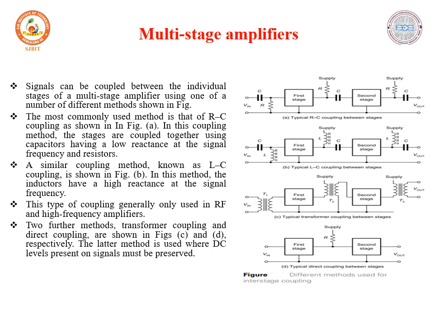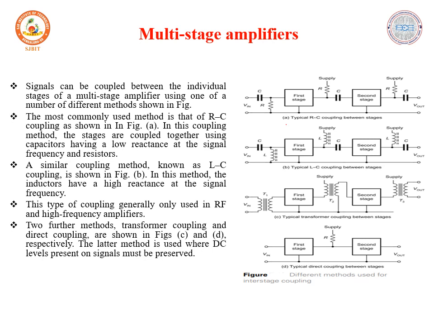Consider the multi-stage amplifier. A multi-stage amplifier is nothing but these different stages of amplifier that we are going to use instead of a single stage amplifier. In this we have to consider the different methods used for interstage coupling, how to couple one stage to another stage. Signals can be coupled between the individual stages of a multi-stage amplifier using a number of different methods, and we are going to observe them.